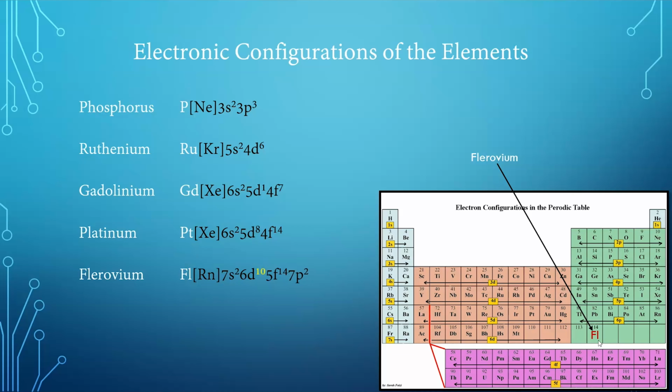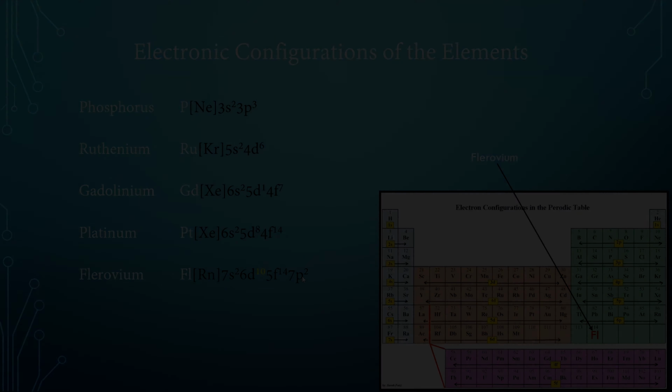So we can check our math. We have 86 for radon, 2 more makes 88, 10 more makes 98, these 14 make it 112, and the last 2 bring us up to 114.